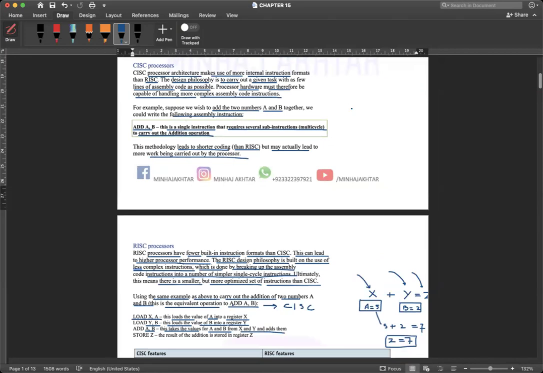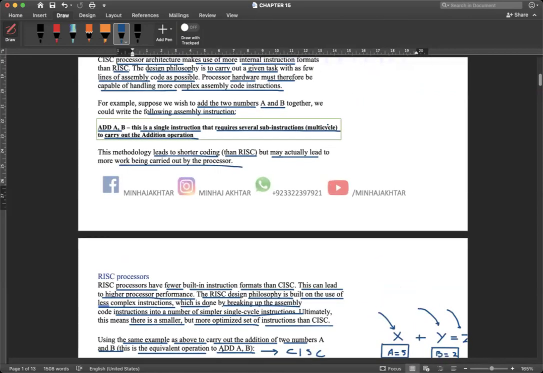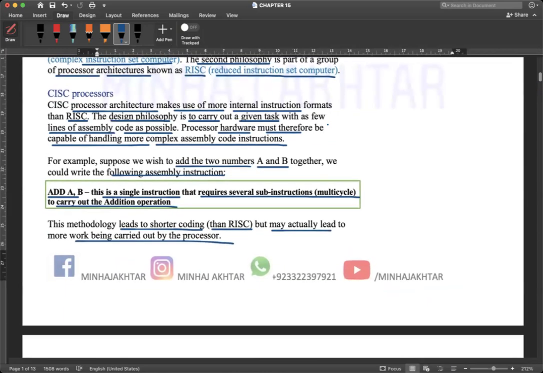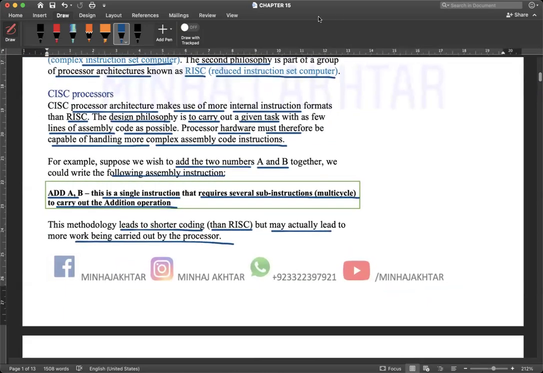Okay, now what you have to do, you need to write down the CISC processor and the RISC processor along with the examples I have taught you. I'm going to share the screen first for the CISC. Once you finish, let me know. I will move you to the next.